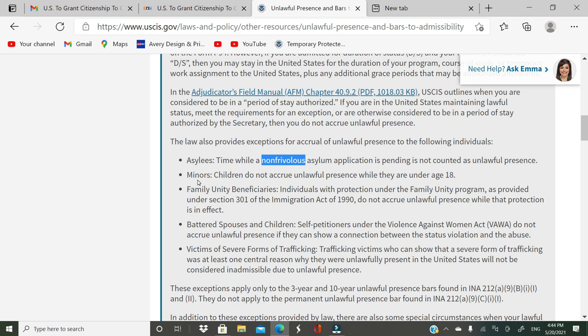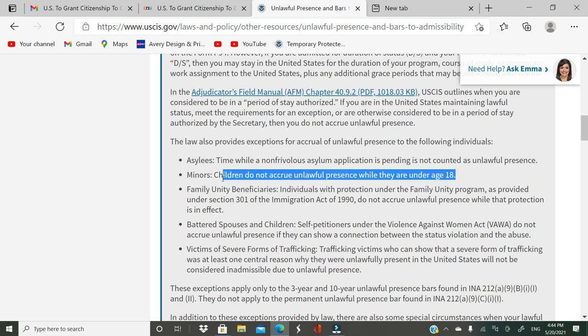And then we have minors. Children do not accrue unlawful presence while they are under the age of 18. So let's say a child, when they're 17 and a half, applies for some type of relief, then they're not going to be inadmissible based on unlawful presence because they do not accrue unlawful presence. Of course, when they're under 18.